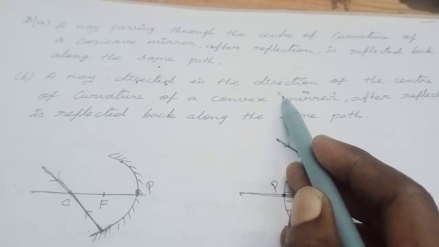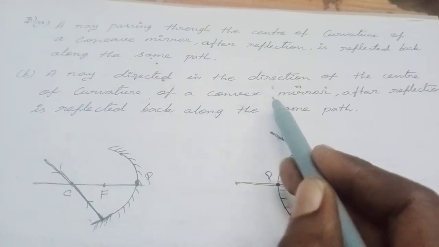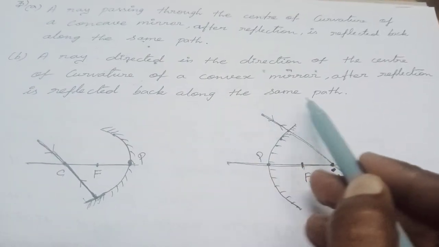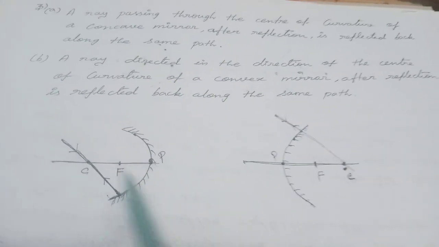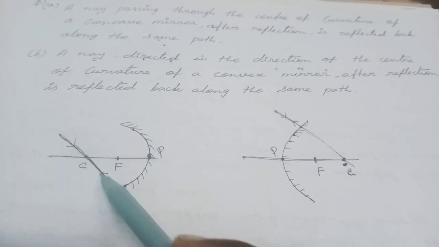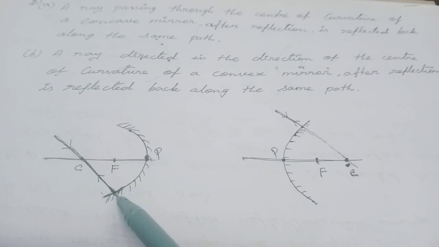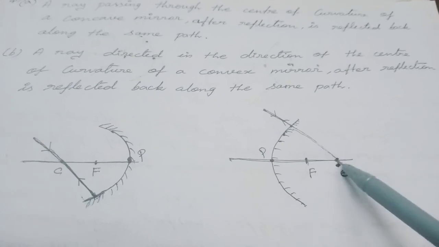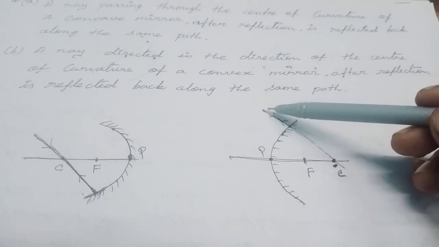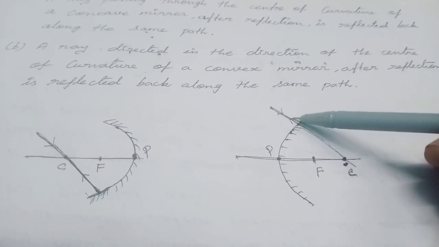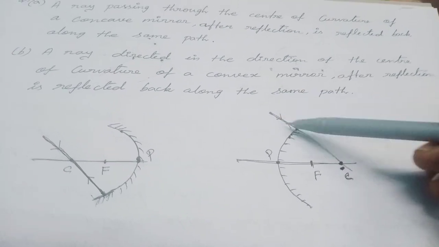The ray which is directed in the direction of the center of curvature of a convex mirror, after reflection, what is happening? It is reflected back along the same path. The statement is the same, right? In a concave mirror, the incident ray is passing through the center of curvature. After reflection, it is reflected back in the same path. Same way in a convex mirror, the incident ray is directed towards the center of curvature, and after reflection is reflected back along the same path. Is it clear, children? So this is about the third point, third rule.